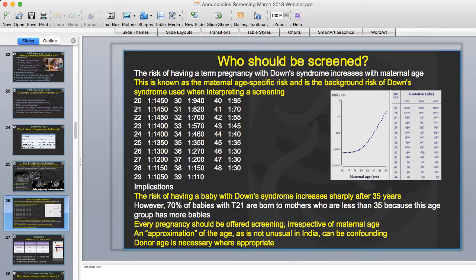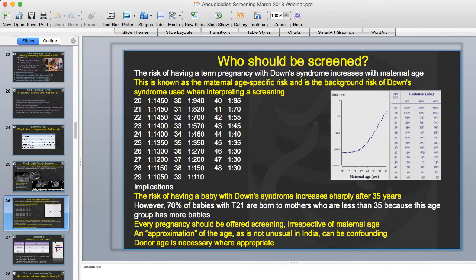And of course, at the age of 45, a risk of 1 in 35. But what this data essentially says is that since there's a risk even at a young age like 20, every single woman who is pregnant should be screened for Down syndrome. And therefore, there is no question of using this. But do remember that age is important to be mentioned correctly.